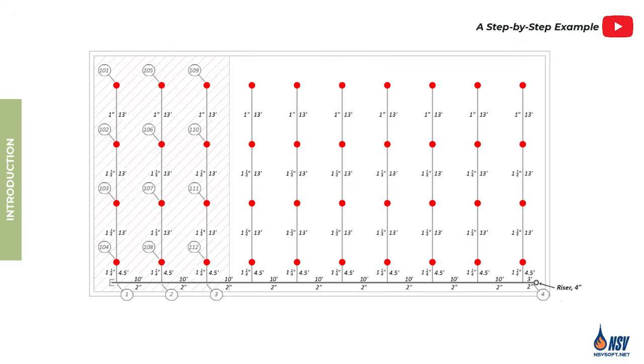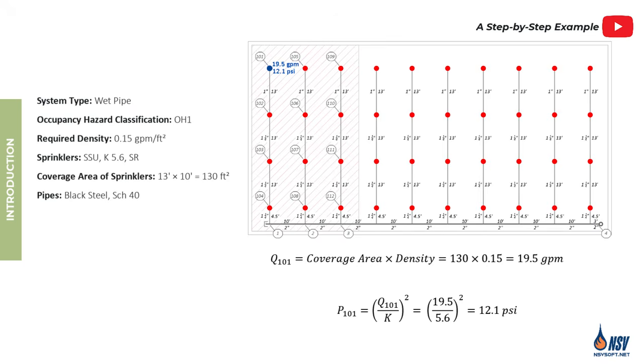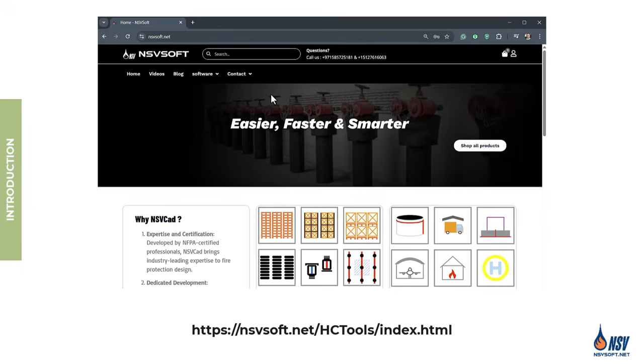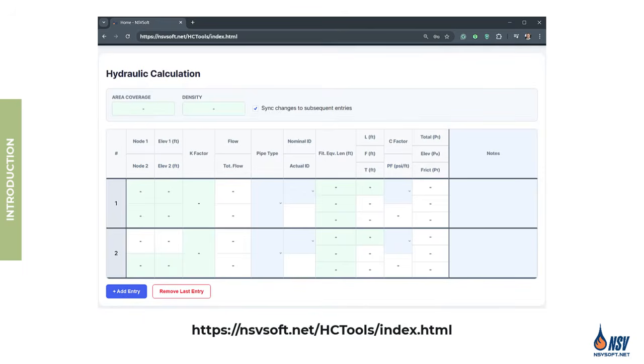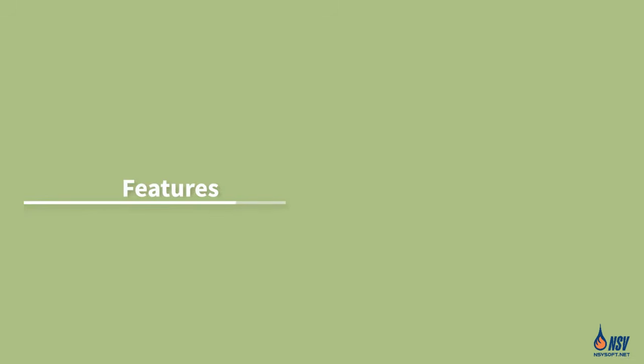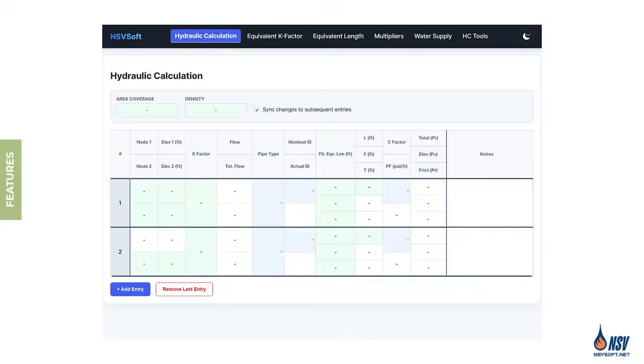In the previous videos, we explored the hydraulic calculations for fire sprinkler systems. In this video, we introduce the free online tools developed by NSVSOFT, designed to streamline and simplify those calculations. With these tools, designed for educational purposes, we can perform hydraulic calculations for tree piping configurations with uniformly spaced sprinklers.